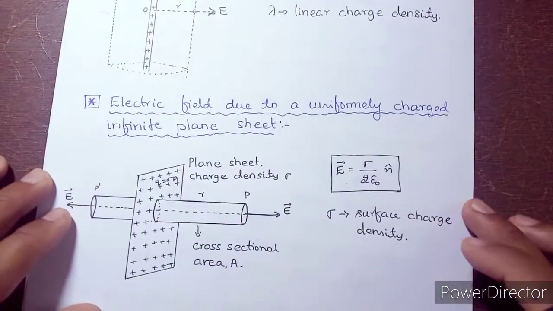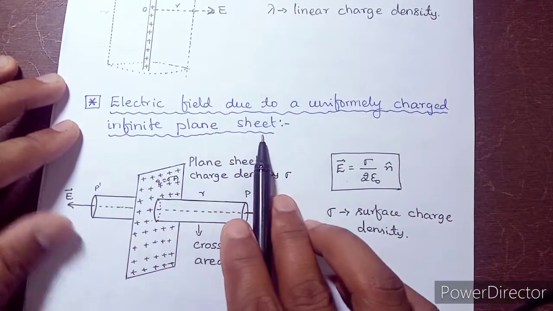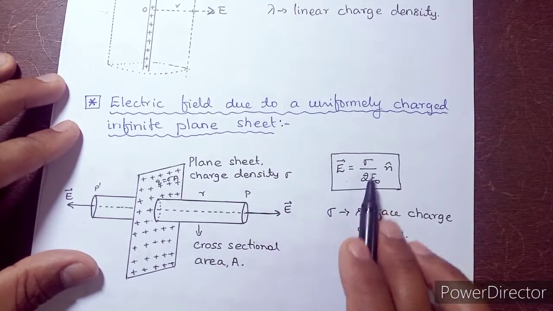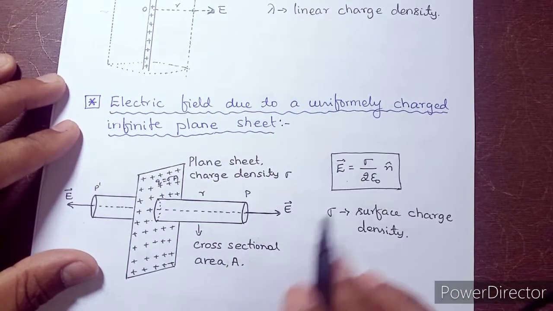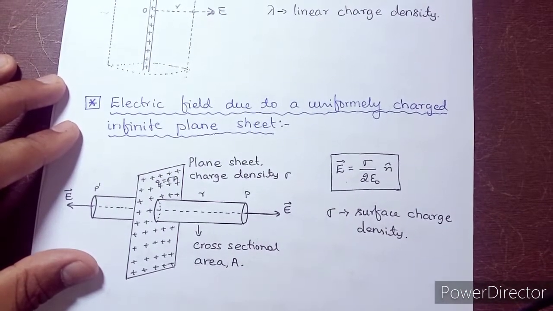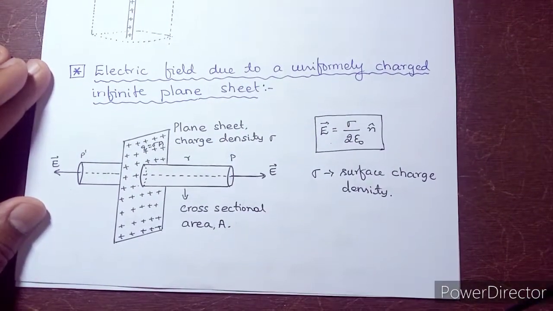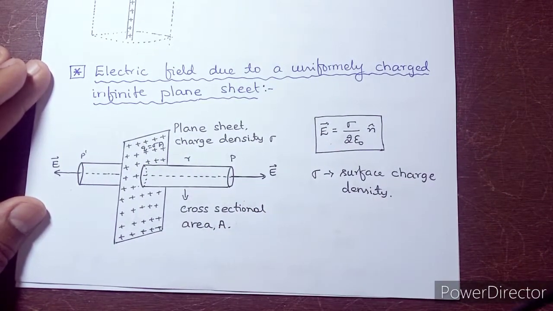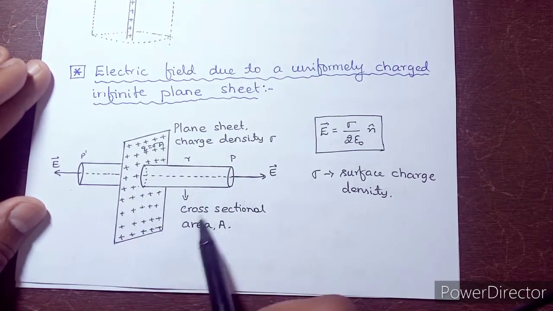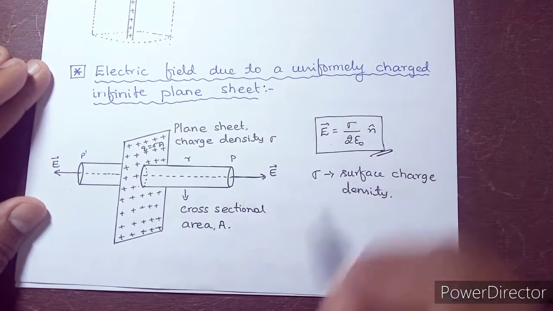Then the electric field due to a uniformly charged infinite plane sheet is given by E is equal to sigma by 2 epsilon naught times n cap. So this is also found by using Gauss law. There is a derivation for this also, I will explain this in the next video. So here we have a plane sheet on which the charge is uniformly distributed. What is the electric field due to this? That we can find by using Gauss law. So from that we will get E is equal to sigma divided by 2 epsilon naught.